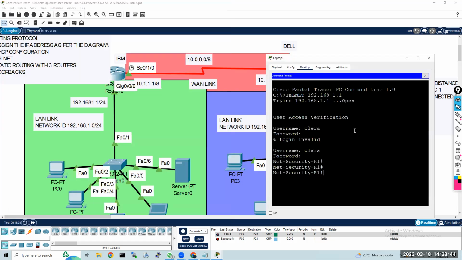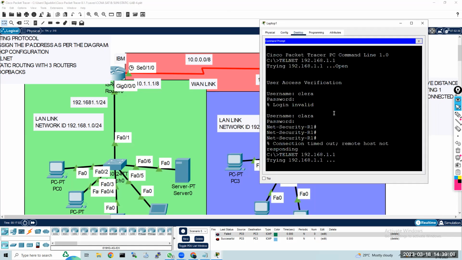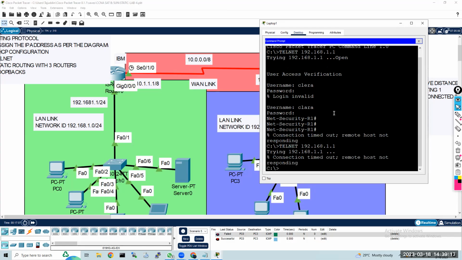So can I ping now? Can I do the telnet? It's gone. See here, connection timeout, remote host not responding. Let's try once again. It's trying to send the telnet message. Because there is no routing protocol, there is no communication between these two different networks. You can see it's not responding.